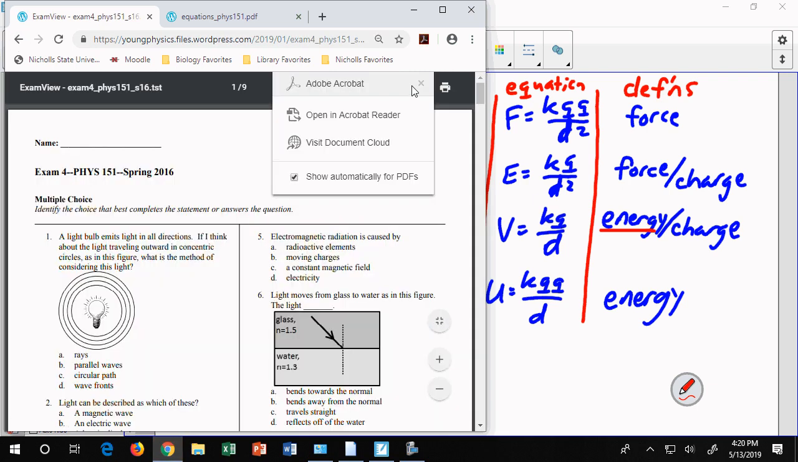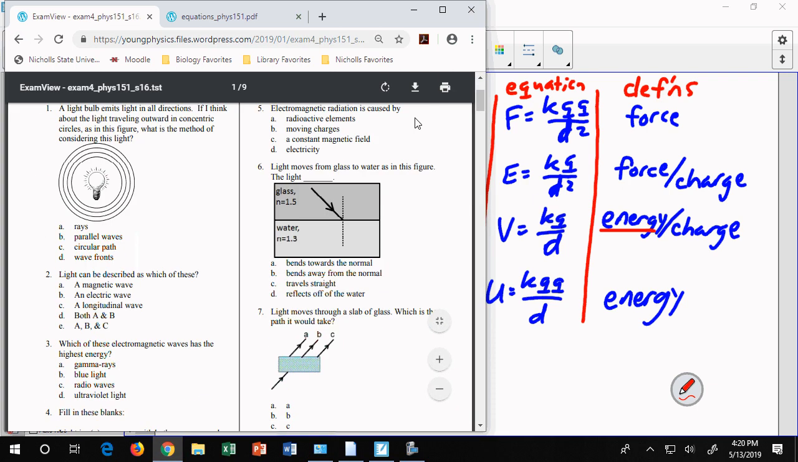Number 6. If that said air instead of water, would it bend towards the normal? Well, let's see. I don't really know. I just have to think about it. If this is air, I know it travels faster in the air. So when it gets here, what's it going to do? It's going to go like this. So that means it'll look like that. So it'll bend away. Oh, yeah. So water is the same. Air bends away. Yeah, water would be the same.